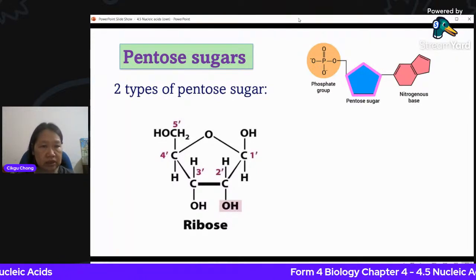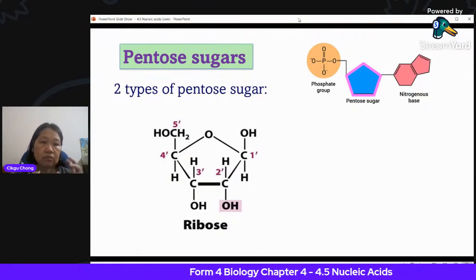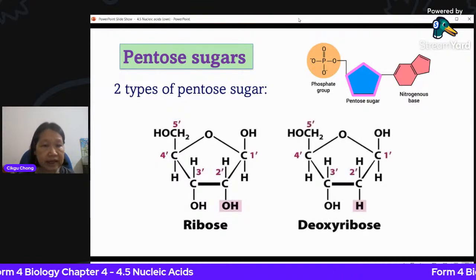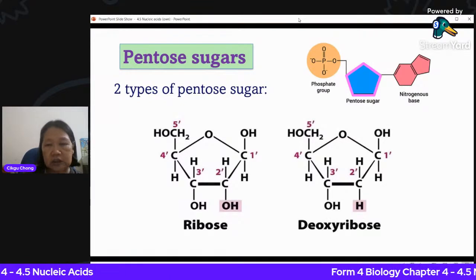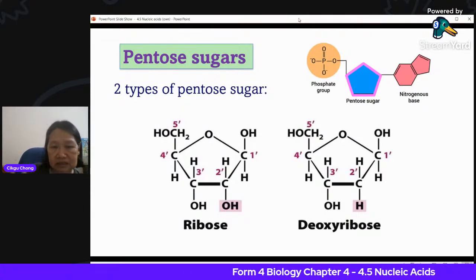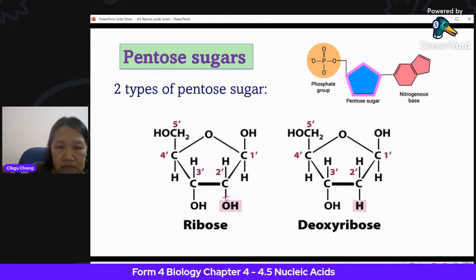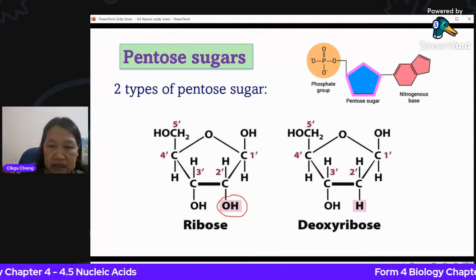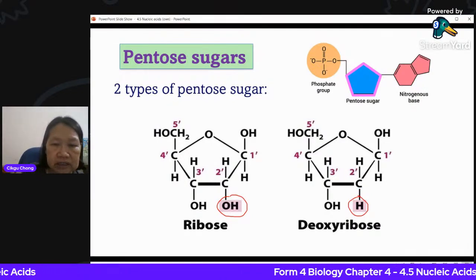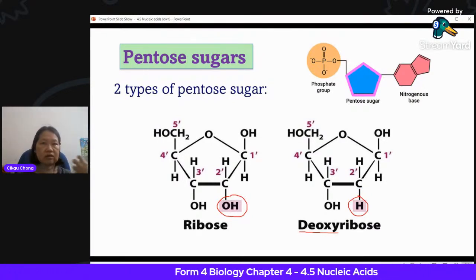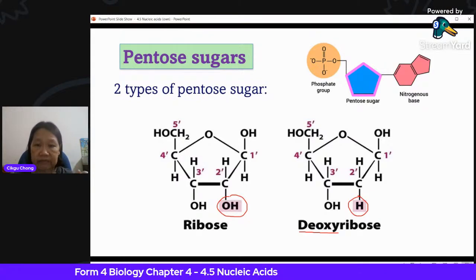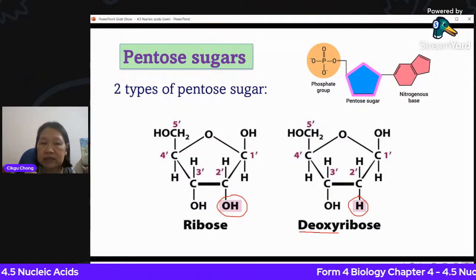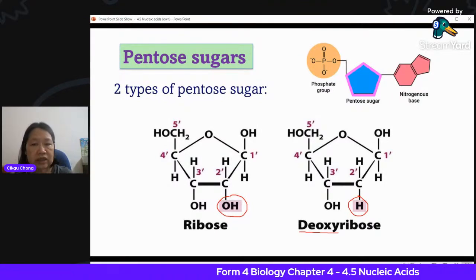Do not worry about how to draw the molecule, the structure, and so on. You are not needed in Form 5. The other type is deoxyribose. The difference is only at one place, here. This one has OH, that means there is an oxygen there. But here there's only H, there's no O. So they call it deoxy. Deoxy means it's lacking one oxygen, already removed. So the difference is only whether there's an OH here or just an H.